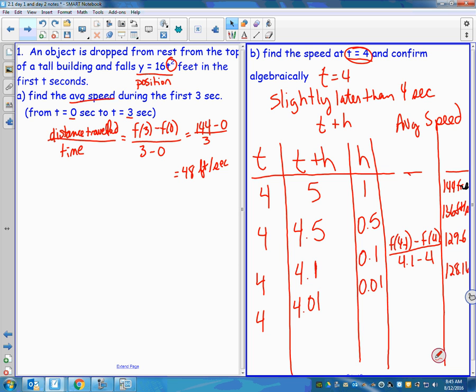Could we even get closer to 4 seconds? We could. I won't make you do this one. I'll just look at it. I did 4.001, which means now my H value is 0.001. And when I did that, I got 128.016.